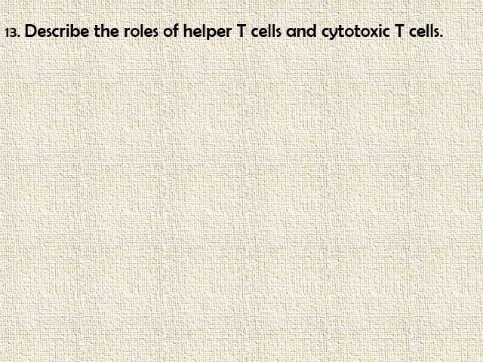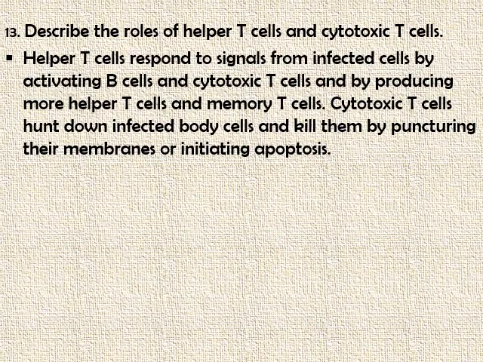Question number 13. Describe the roles of helper T cells and cytotoxic T cells. Helper T cells respond to signals from infected cells by activating B cells and cytotoxic T cells and by producing more helper T cells and memory T cells, while cytotoxic T cells hunt down infected body cells and kill them by puncturing their membranes or initiating apoptosis.